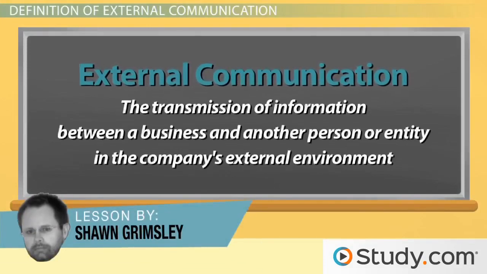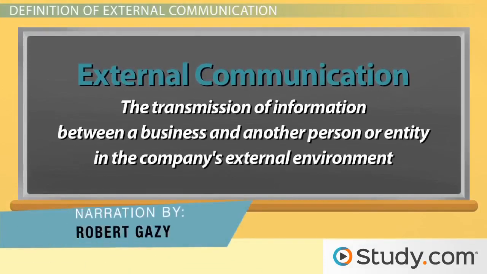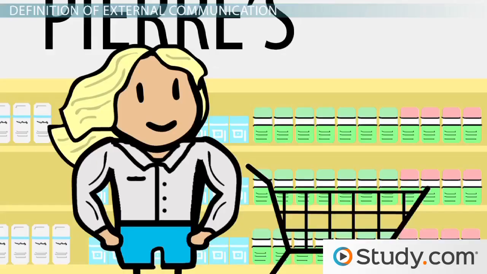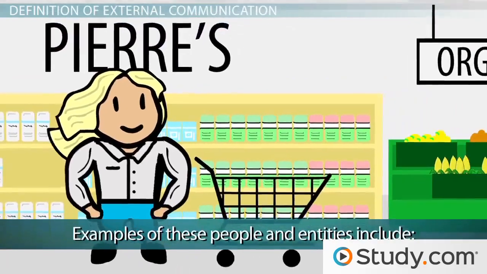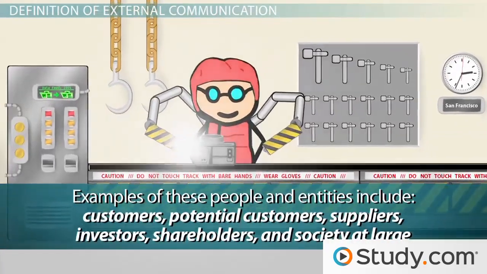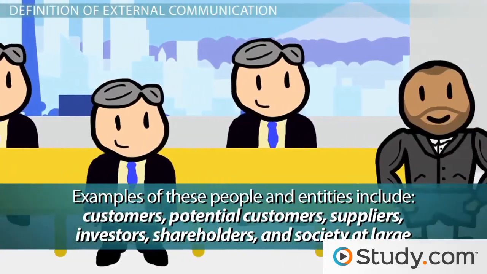External communication is the transmission of information between a business and another person or entity in the company's external environment. Examples of these people and entities include customers, potential customers, suppliers, investors, shareholders, and society at large.